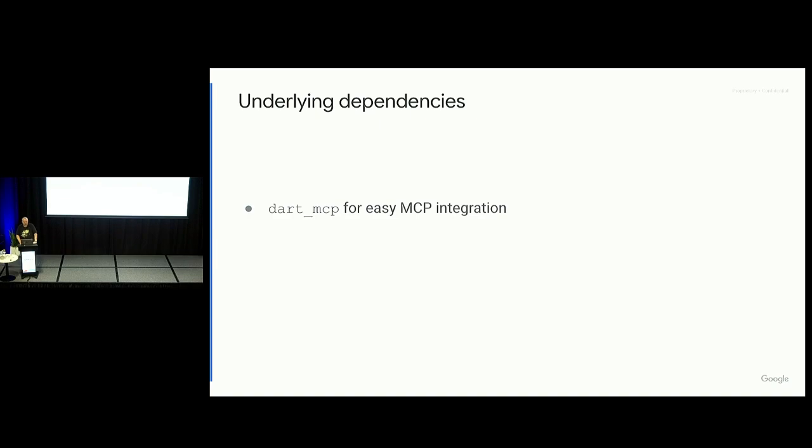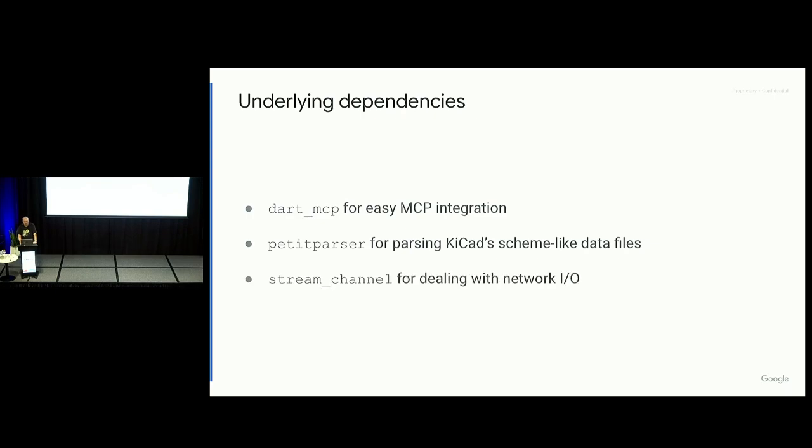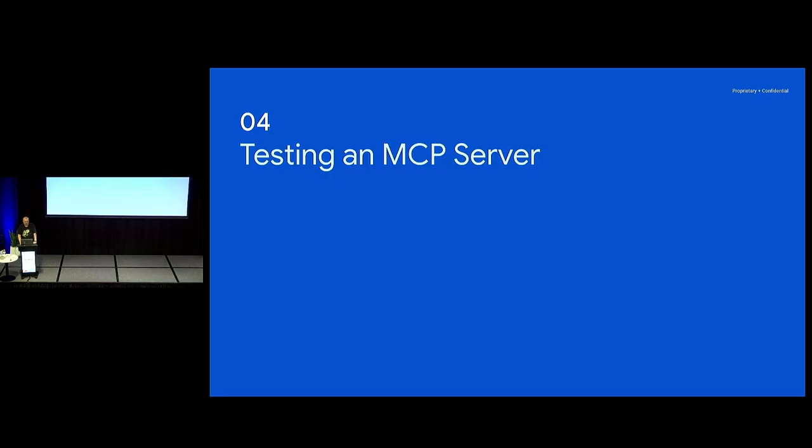The dependencies: because I'm doing this in Dart, I'm using the Dart MCP package, but there are pretty much MCP packages for pretty much every programming language out there by now. I'm using PetitParser for parsing the schema file. Well, actually, I had Gemini write the parser for me. Stream channel for handling network I/O because it's always a pain, and KiCad CLI for doing the initial conversion from the KiCad schematic to the netlist file.